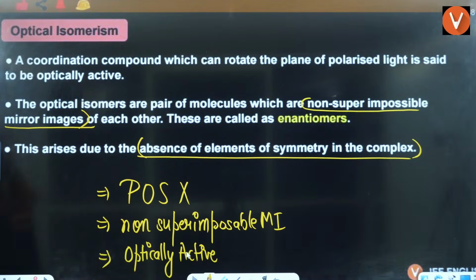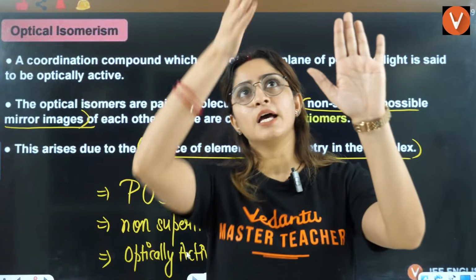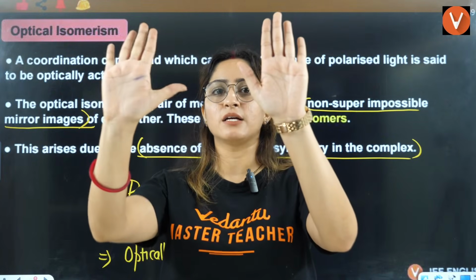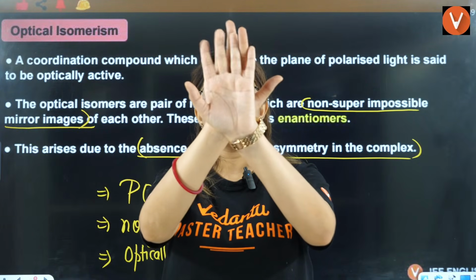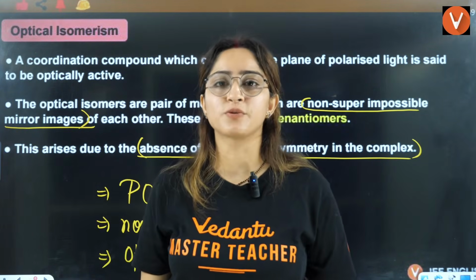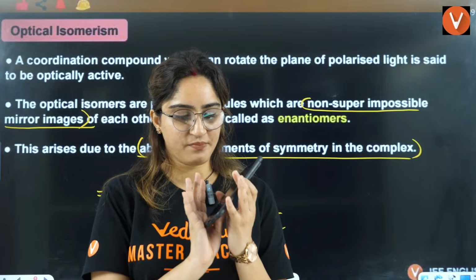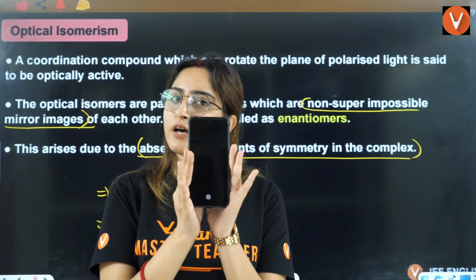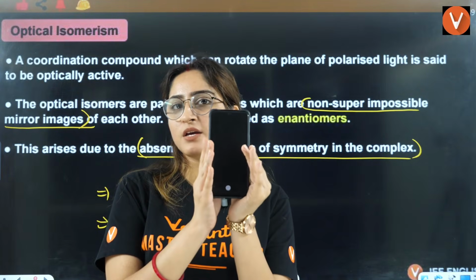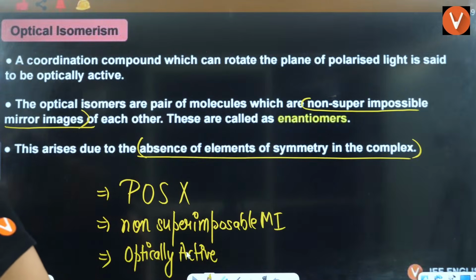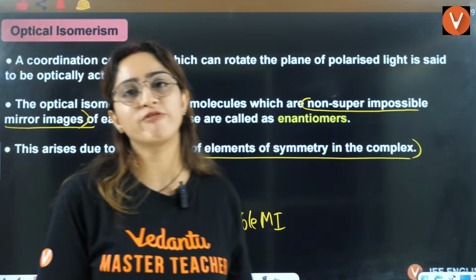Now the question is, ma'am, what is this plane of symmetry? This is my hand. If you draw a mirror here, if this is my hand and I draw a mirror here, I will get this kind of situation. So they both are non-superimposable. If I have this mobile, now if I draw a mirror image, you will get the same thing. So that's why it is the superimposable mirror image of each other.